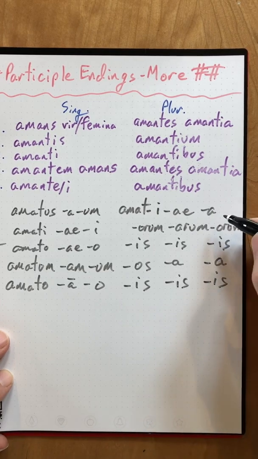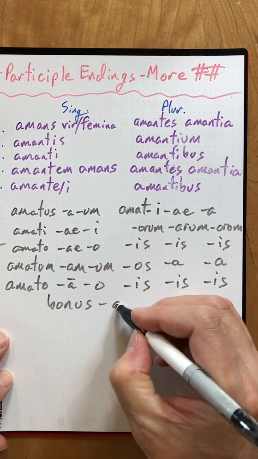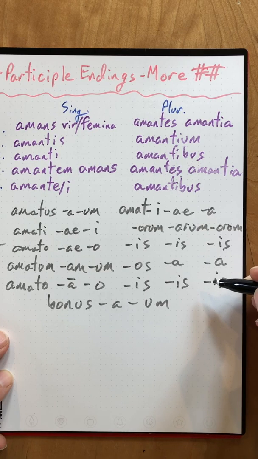So you can see this acts just like bonus, perfect passive participle. All right.